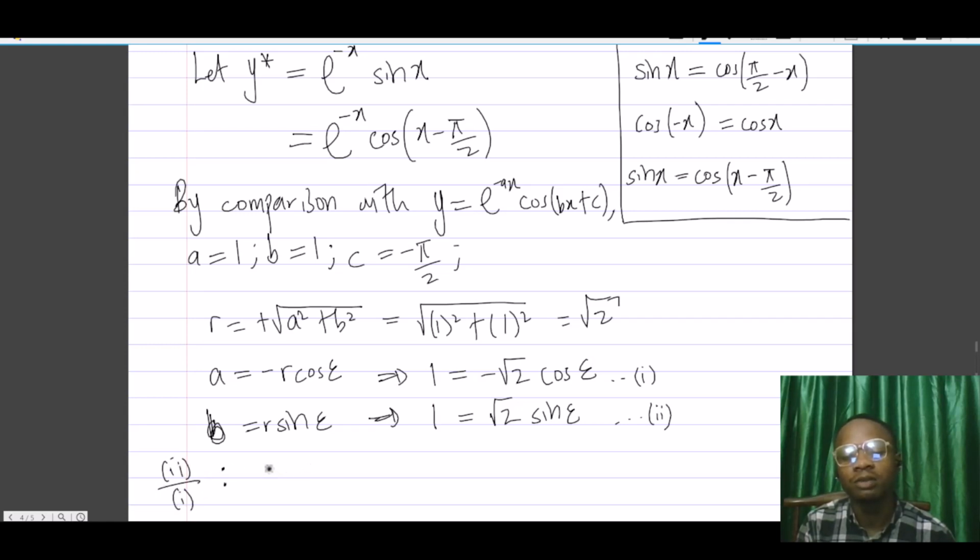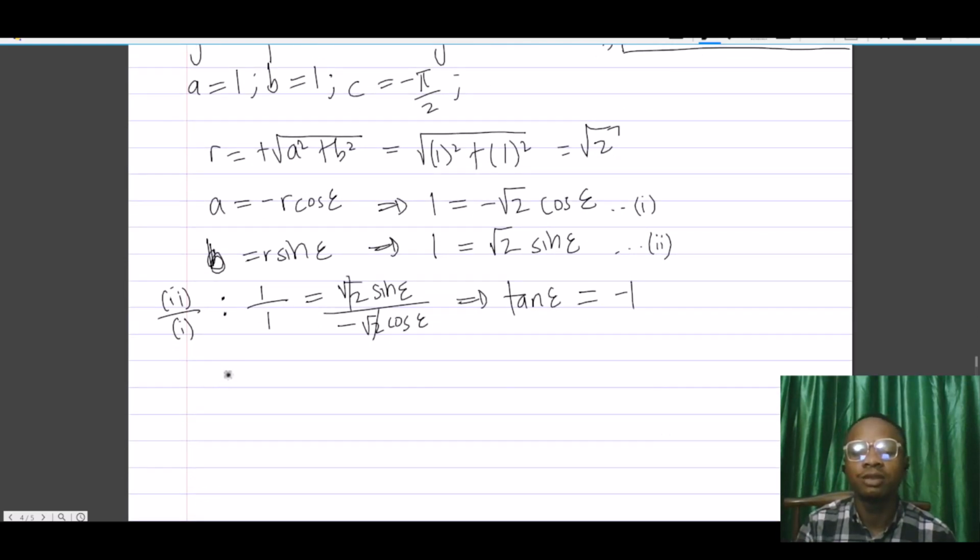What will that give us? We're going to have 1 divided by 1 on this side, and then we have root 2 sine epsilon divided by minus root 2 cos epsilon. At the end of the day, root 2 cancels root 2, and this will be sine epsilon over cos epsilon, which is tan epsilon, and it will be equal to minus 1. So basically, epsilon will be equal to the tan inverse of minus 1.